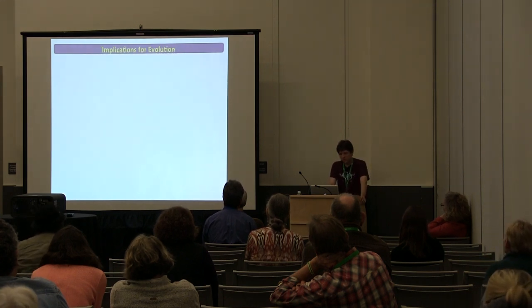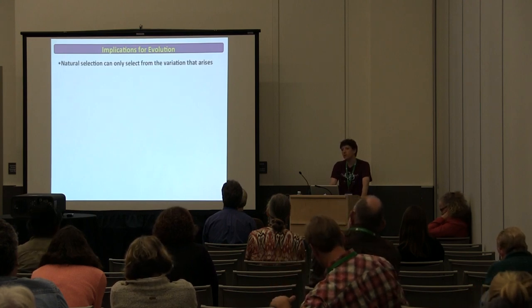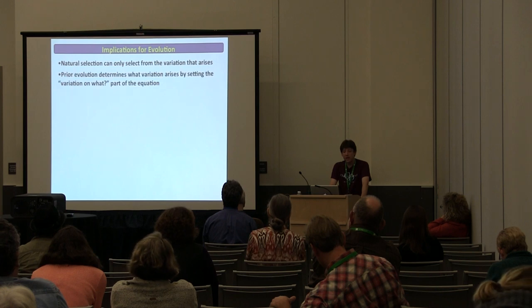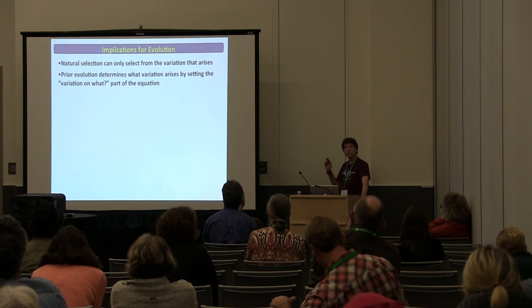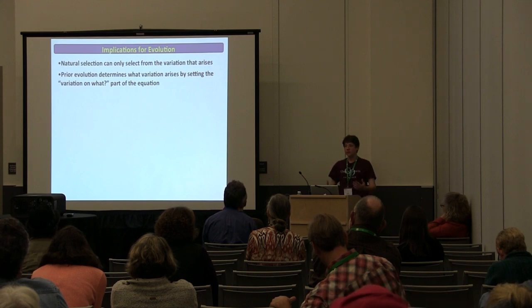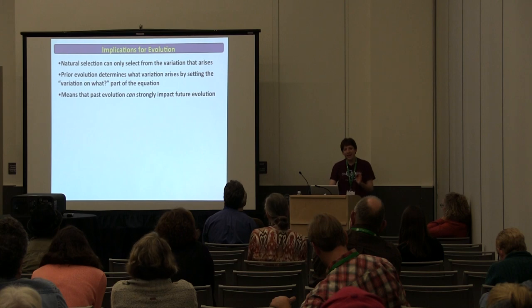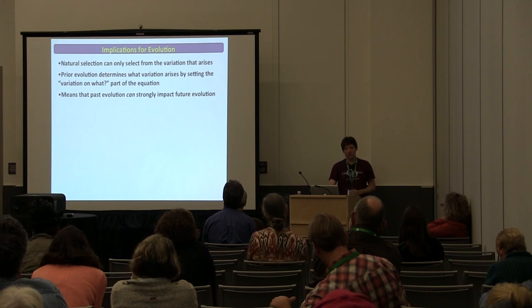So what are the implications of this? What does it mean? Well, natural selection can only select from the variation that actually arises, and prior evolution determines what variation can arise because it sets the variation on that side of the equation. So this means that past evolution can, in fact, strongly impact future evolution. It doesn't always, but it can.